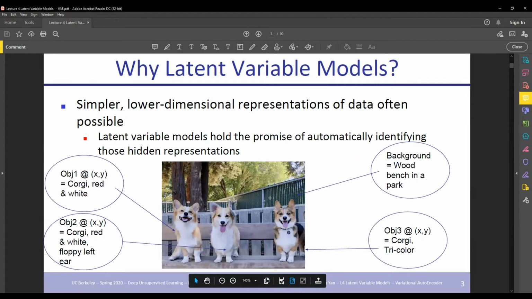So this is just an example he uses to drive home the point that if we have 3 corgis in a park, and each of the corgis were to be represented by some set of variables, like, hey, it's a corgi and it's red and white, and this one has 3 colors, the other one has 2 colors, and this one has a floppy left ear, and so on.